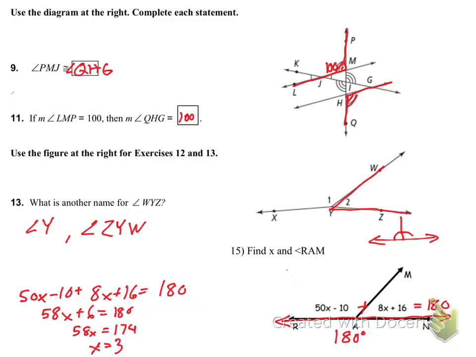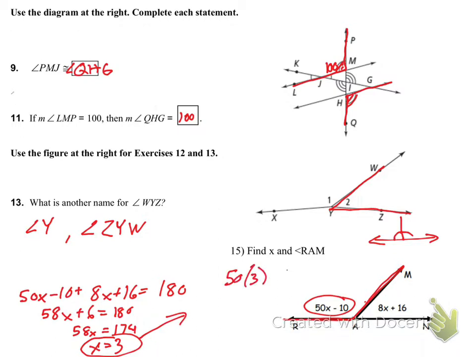So then it says after that, we got to find out what RAM is. So RAM, this line right here, it's going to be the 50x minus 10. So all I got to do is take this x and plug it in. So it's going to be 50 times 3, because that's what x is, and minus 10. 50 times 3 is 150 minus 10, which is going to be equal to 140, and then make sure you label it in degrees. So the two things you need for this are x equals 3, and then RAM is equal to 140.